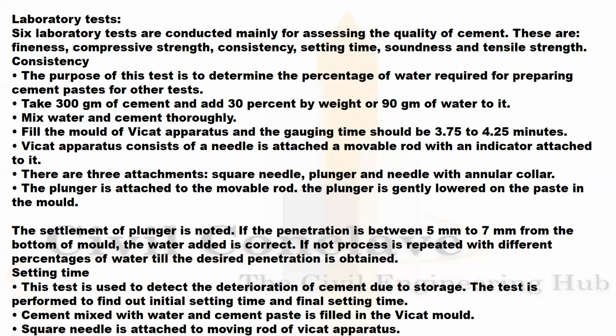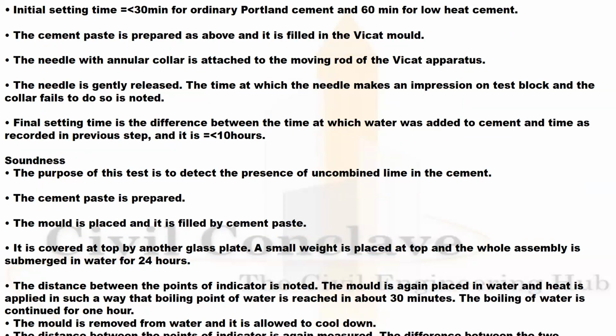Setting time. This test is used to detect the deterioration of the cement due to storage. This test is also performed to find out initial and final setting time. Cement is mixed with water and the cement paste is filled in the Vicat mold. The square needle is attached to the moving rod of the Vicat apparatus. The needle is quickly released and allowed to penetrate the cement. Initial setting time should be not less than 30 minutes for ordinary Portland cement and 60 minutes for low heat cement.